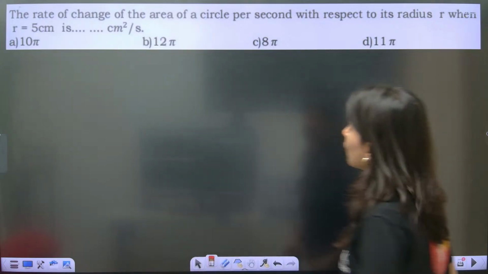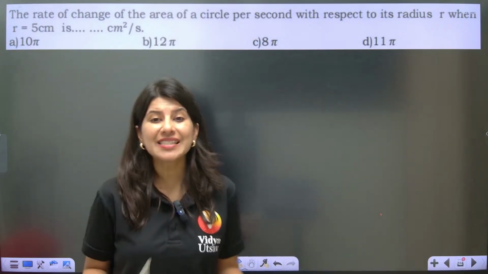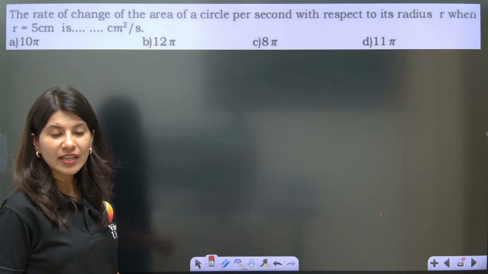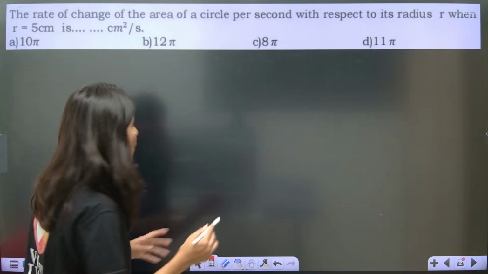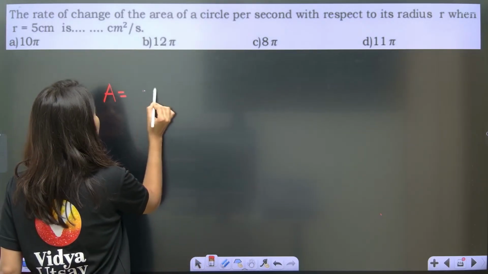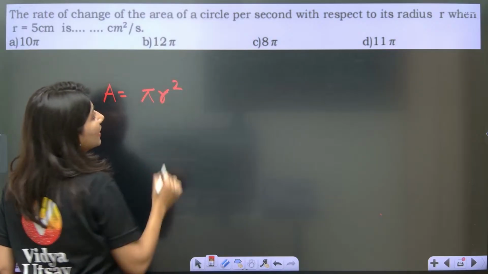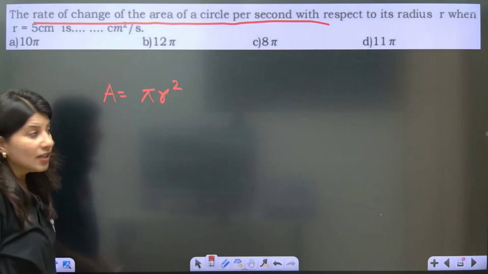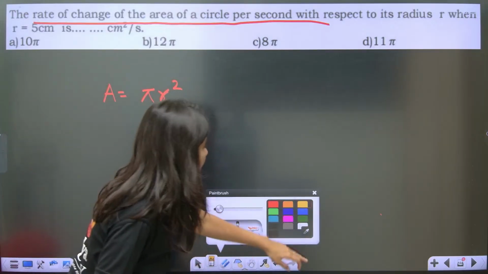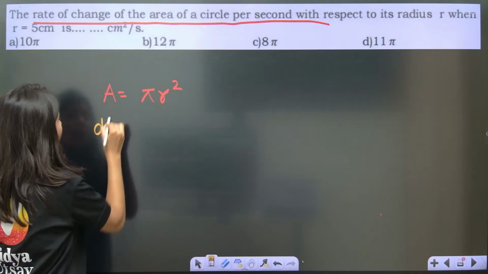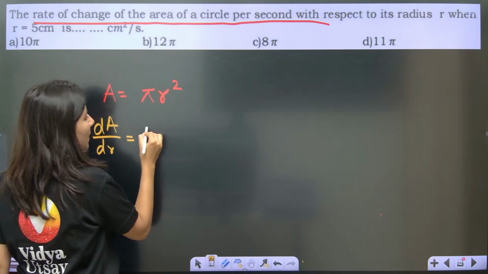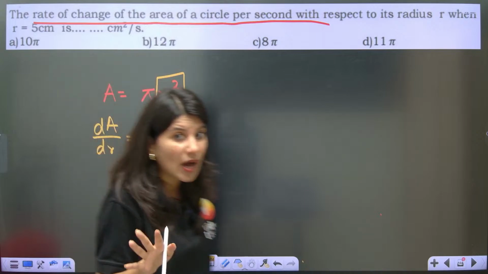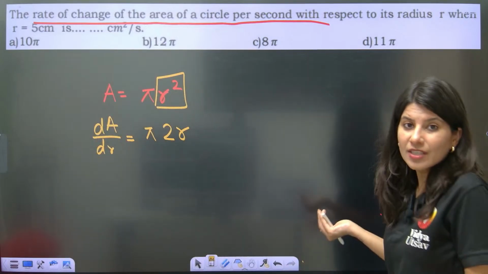Rate of change of area of a circle with respect to its radius r. Area of a circle is pi r square. Now they are saying rate of change of area with respect to its radius, so we need to differentiate this equation with respect to r. So dA upon dr is going to be pi, which is constant, times the derivative of r square, which is 2r. That's it.